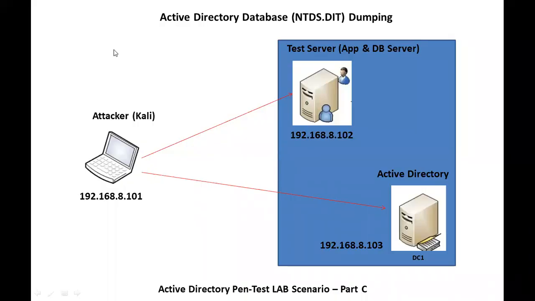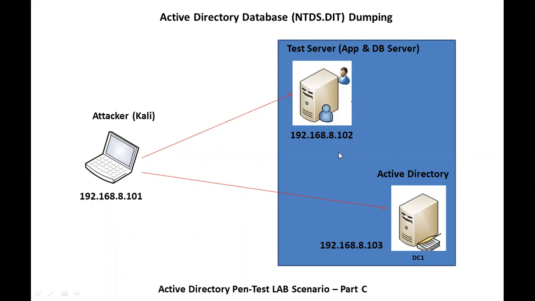Okay, guys, for our lab, this is the architecture that we'll be working with. We have an attacker machine sitting on this IP .101. We have our Active Directory on .103. Then also we have a test server that hosts our application on .102.